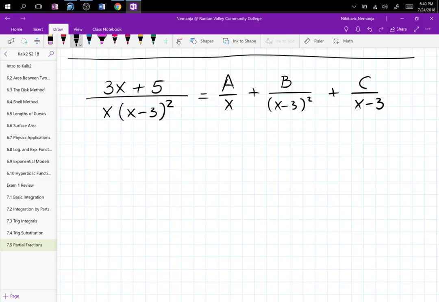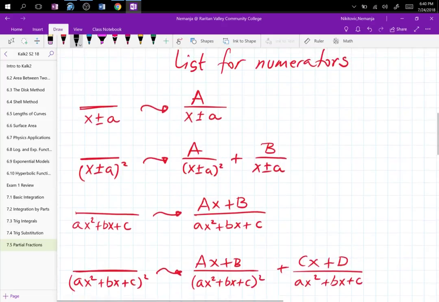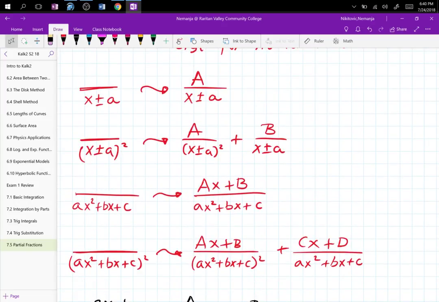So for the repeated linear, I have to go repeated linear and then just a linear, and each one gets a constant. Let me scroll up to our red rules. There we go. Red rules. Here is your repeated linear. Repeated linear has a setup as a constant over repeated plus a constant over just a linear.